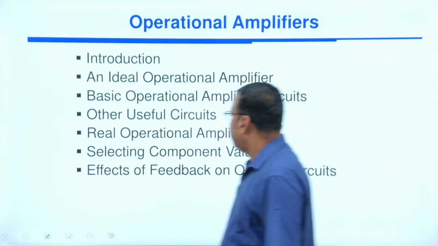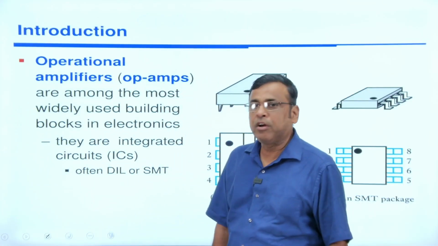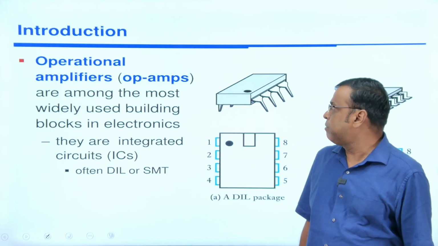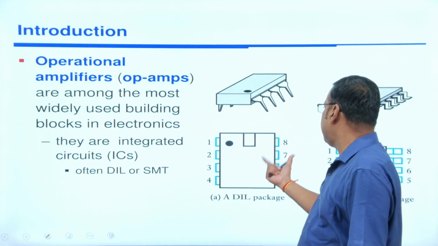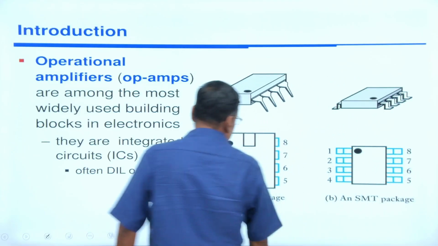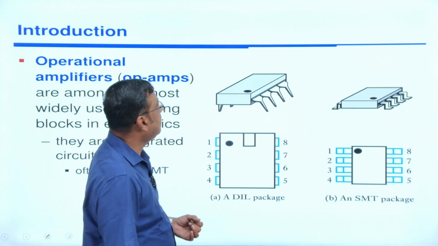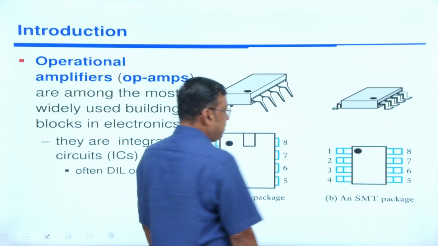So generally in an operational amplifier, these are the pin configurations. When you go to the market to buy an op-amp, you will find an 8 pin configuration. In an operational amplifier, how many pins are there? Here there are 6 pins. One is the DIL package and another one is the SMT package.